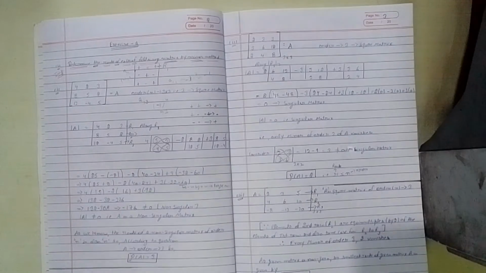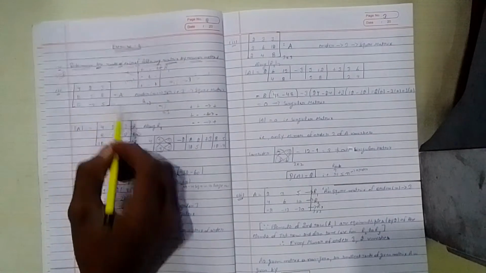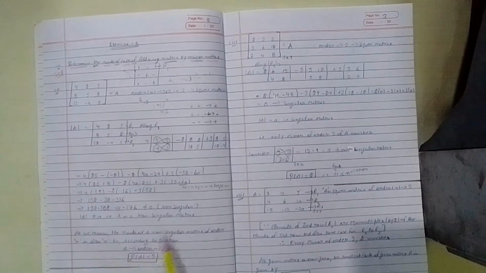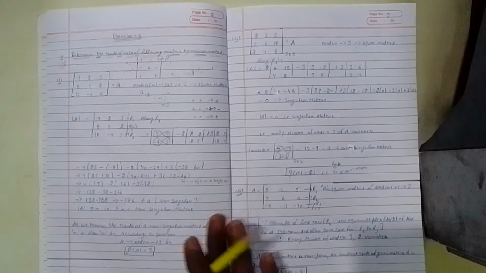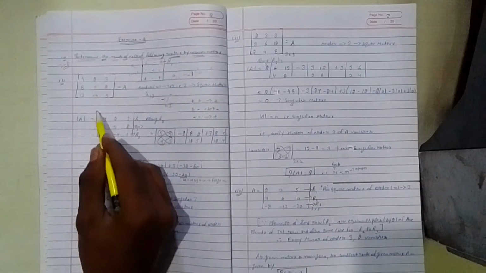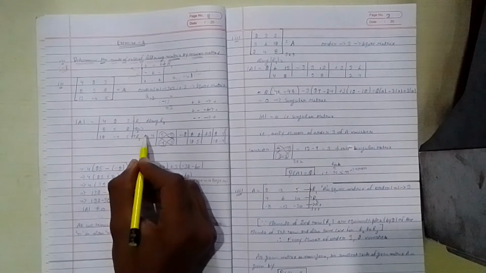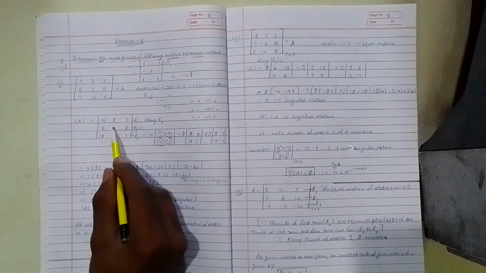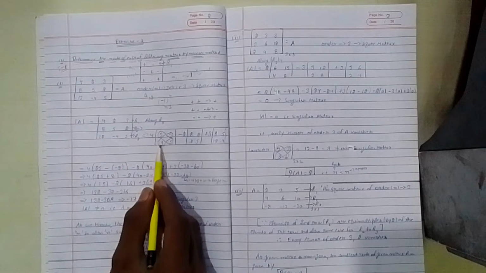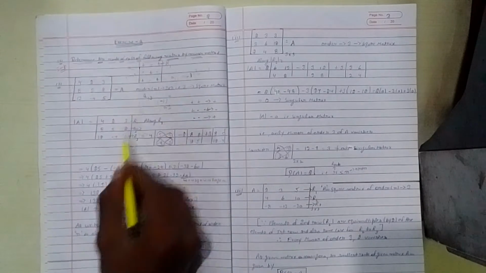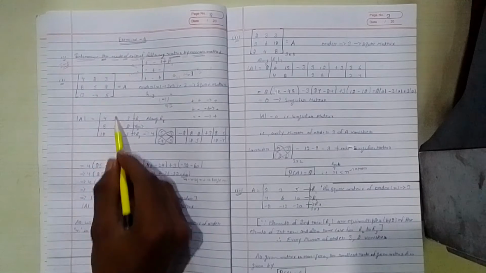Now let's start. If a minor method question comes, any question of the minor method, you should write in this form to get full marks. First write |A|, writing the A matrix in the modulus, then start writing minors along R1. 4, then this row and column vanish: 5, -4, 2, 5. Then 2 here with a minus, because here the sign is minus, then this row and column vanish.